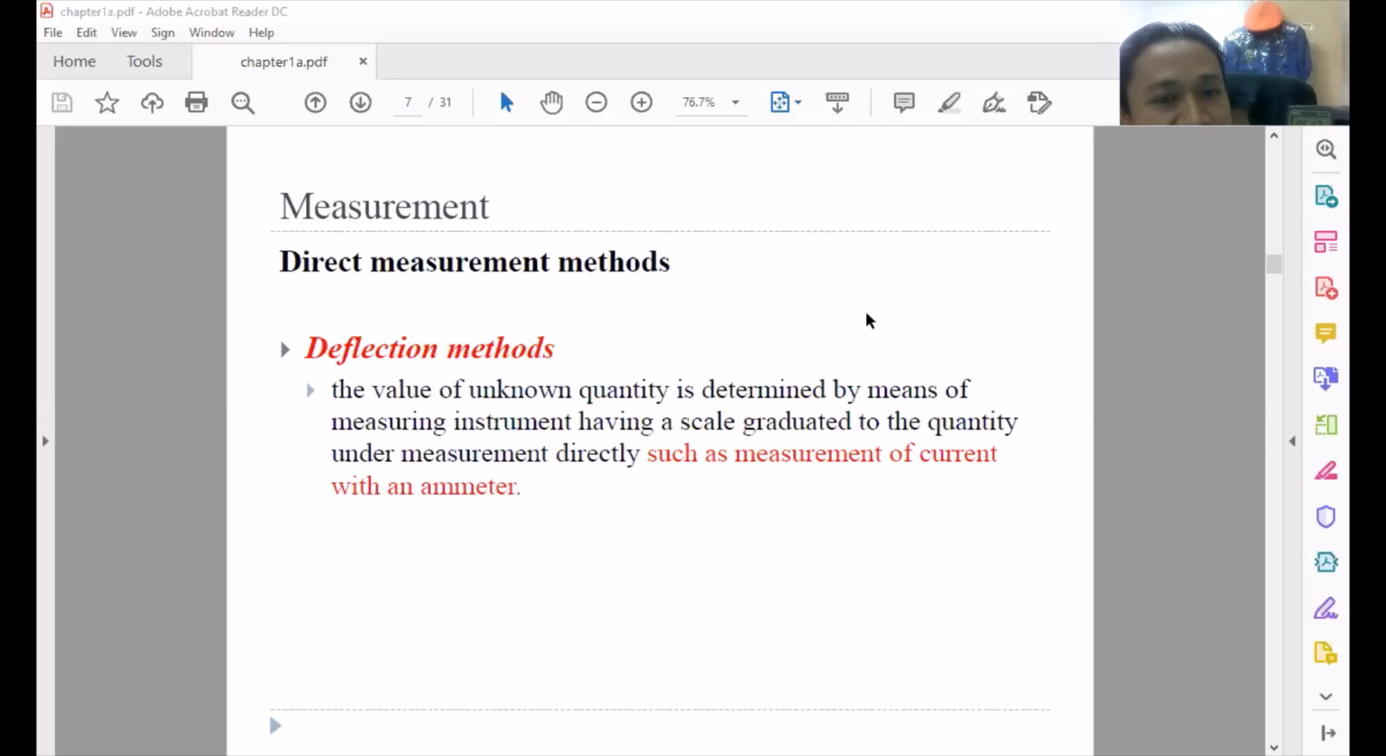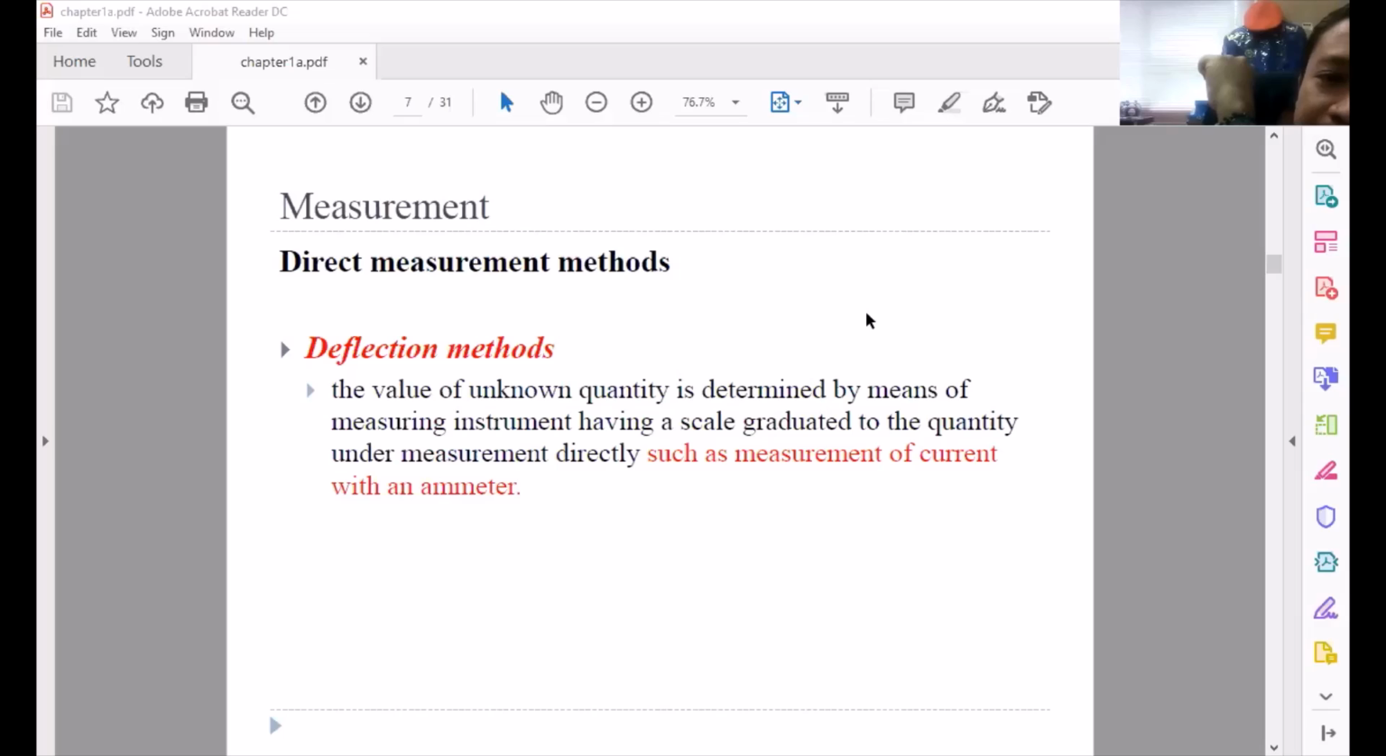So the deflection method is where the value of the unknown quantity is determined by means of a measuring instrument having the scale graduated to the quantity under measurement directly, such as a measurement of the current with the ammeter. Using the digital multimeter we can measure the current, but it is digital, so we cannot use the pointer. If you use the analog, you can see the movement of the pointer, for example, like our watch. An analog watch is deflection method.